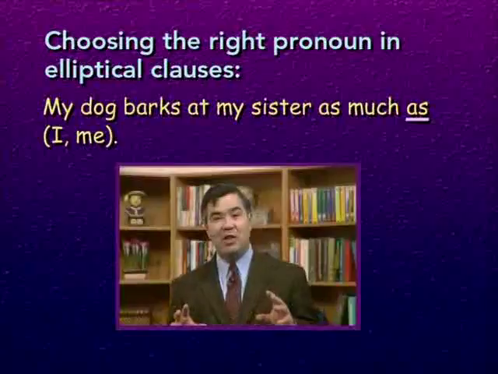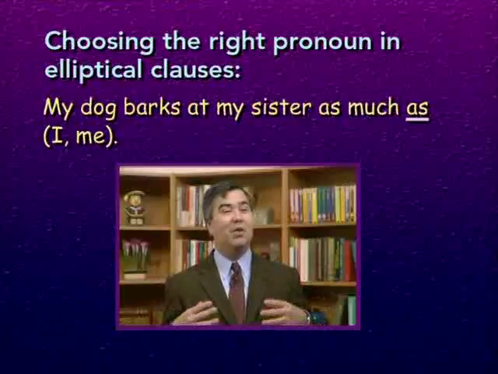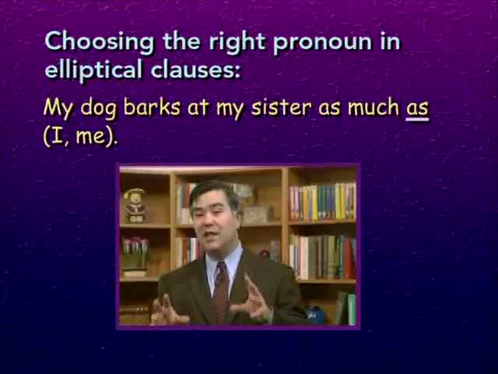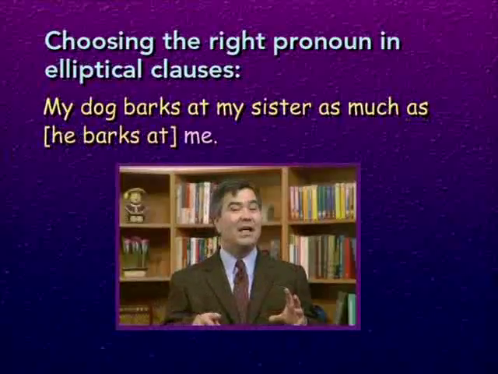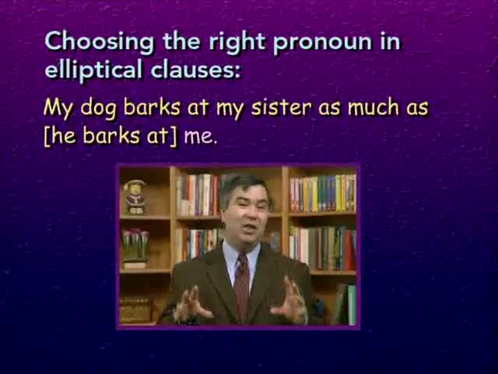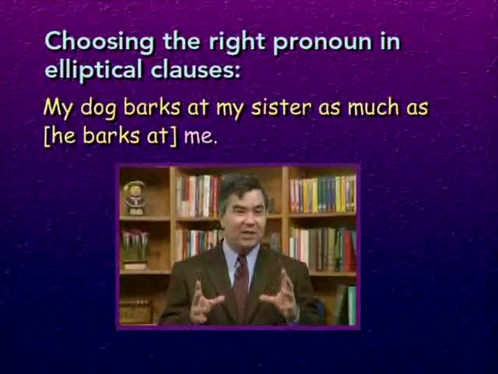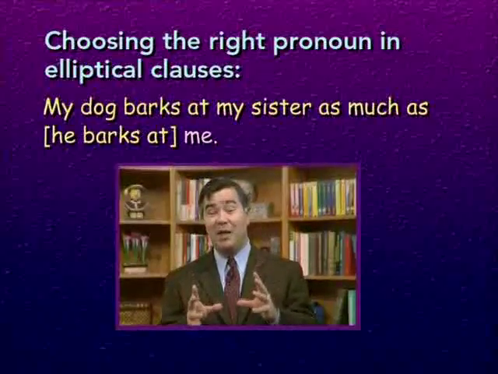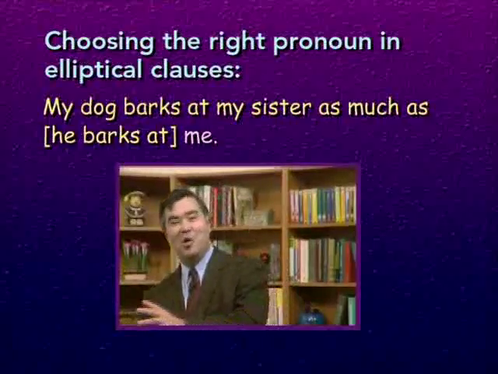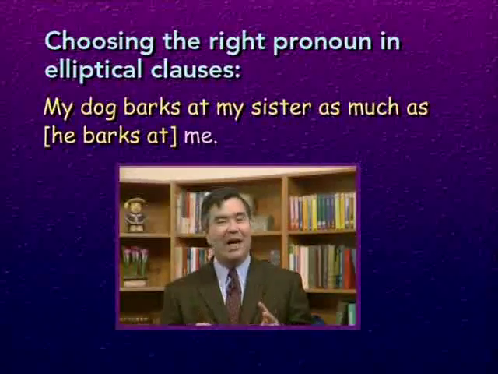Is the sentence saying, my dog barks at my sister as much as I do? No, I don't think so, because most human beings don't bark. Instead, I think what the sentence is saying, if you fill in the missing words, is, my dog barks at my sister as much as he barks at me. Okay, assuming that that's the correct meaning, which seems logical in the context of what we know about dogs and human beings, then the correct pronoun should be me, because you use the objective case pronoun based on the fact that once the omitted words have been stuck back in, we see that the pronoun is the object of the verb barks.